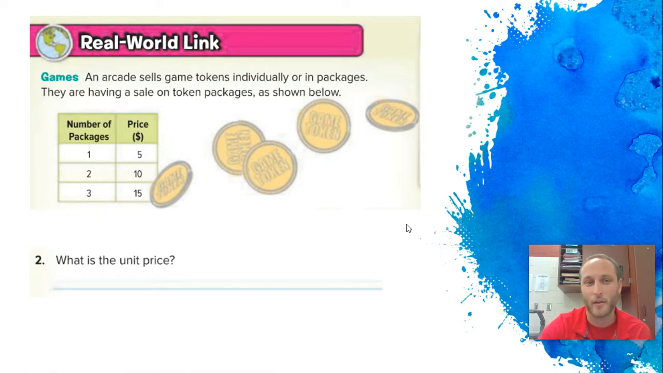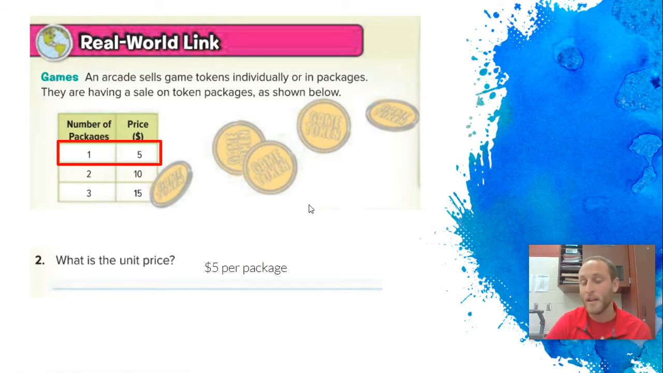The second question this table uses, it says, what is the unit price? Like I said, the unit price is always going to bring down one of the numbers in the problem to 1. So they already luckily did that for us. So you see here it says one package is $5. So our unit price is $5 per package, right? So if I wanted to know how much it's going to cost, I know it's $5 per package. I can use that unit rate to decide any of the other ones. So if I wanted to know what the cost of 10 packages is, I can use this $5 per package to figure that out, okay?